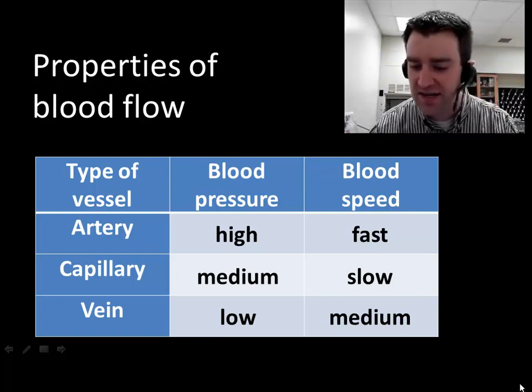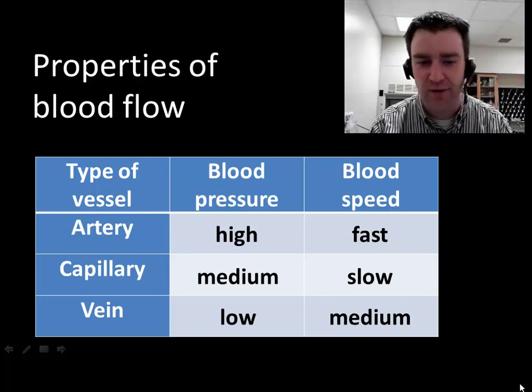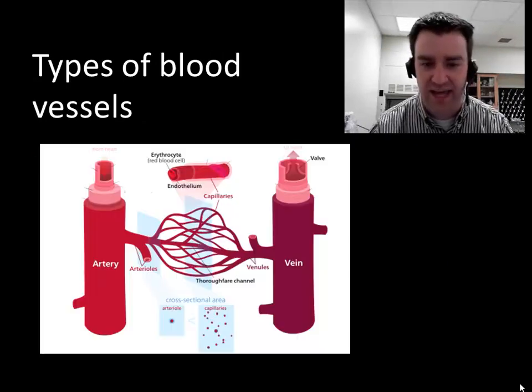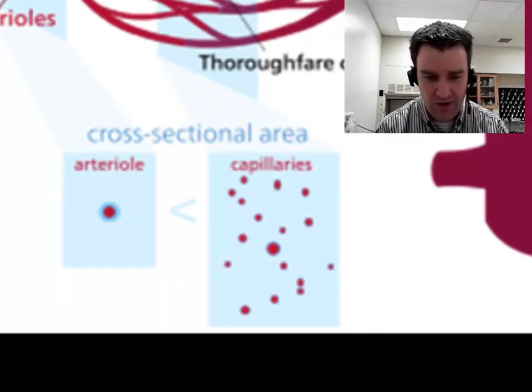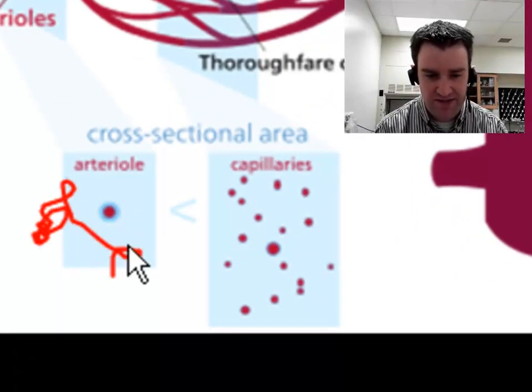So let me go back to the figure here and let me see if I can justify why blood travels slowest in the capillaries. That's because in this little part of the diagram down here where they talk about cross-sectional area, oh, my pen's going nuts.